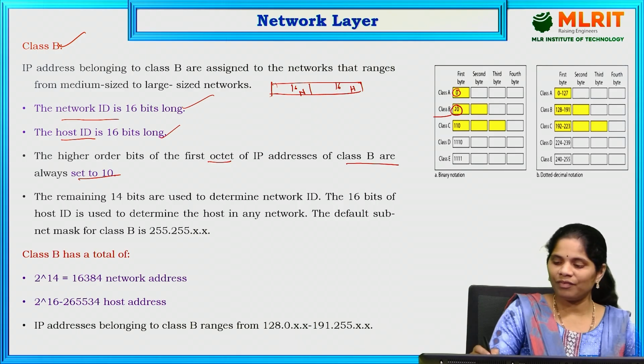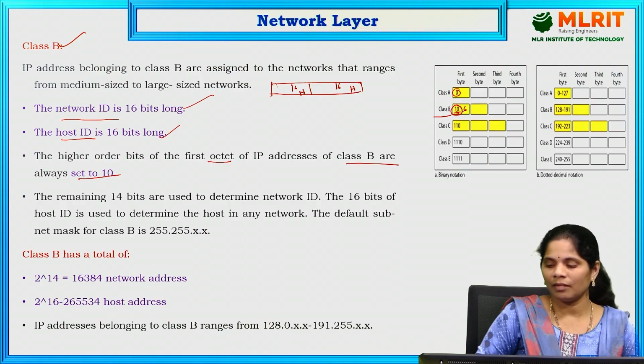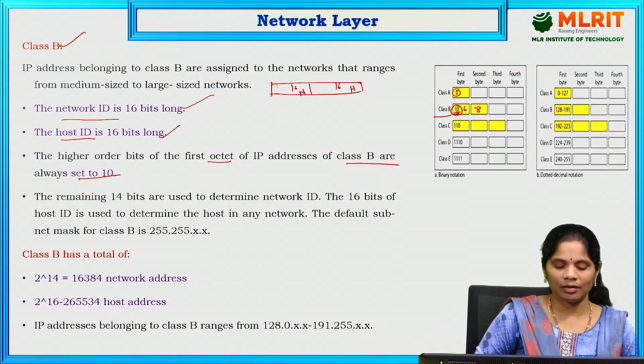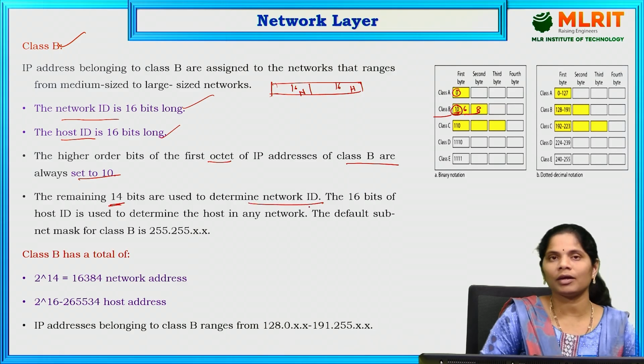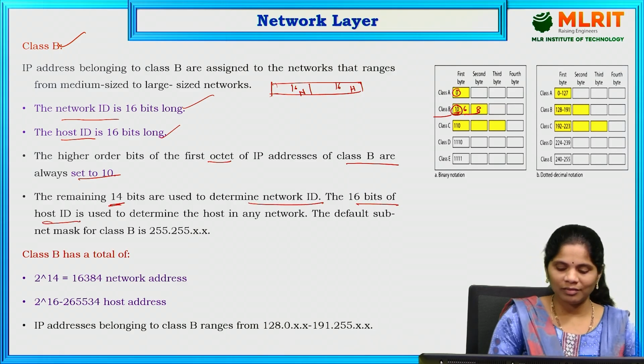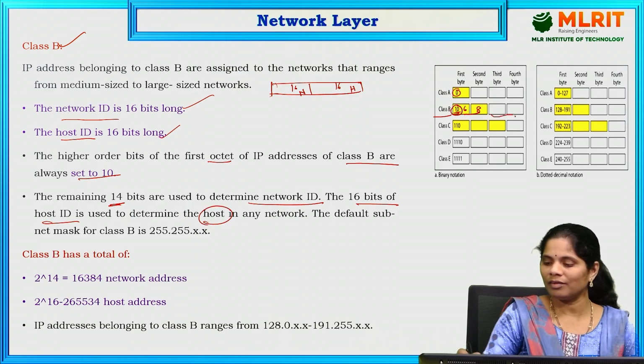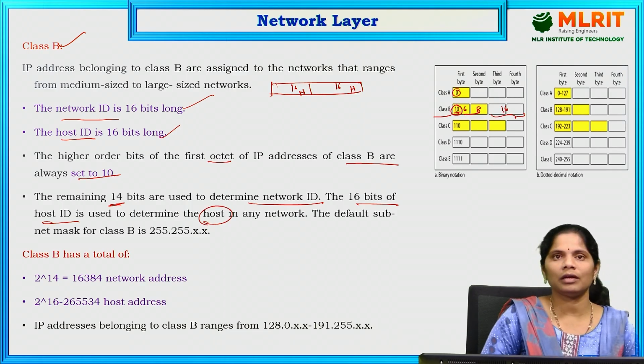So if we set to 1 0, total here how many bits are left? Already 2 are used, so here 6 are there. Here how many are there? Total 8 is there. 8 plus 6 means what? 14. 14 bits are determining the network ID. And the remaining 16 bits are indicating what? Those are indicating the host ID.